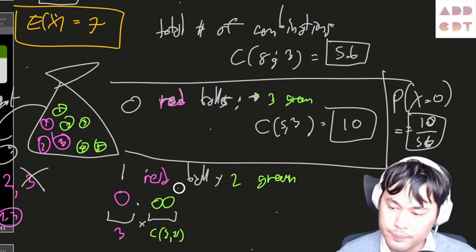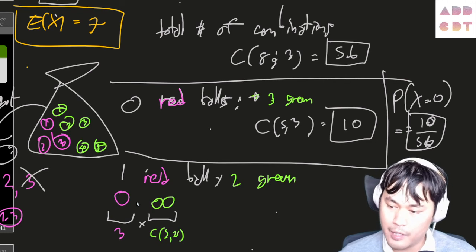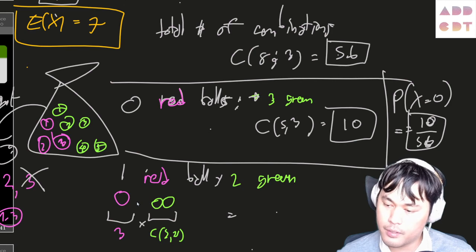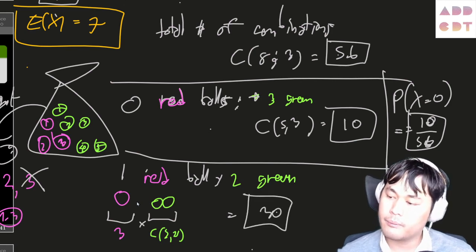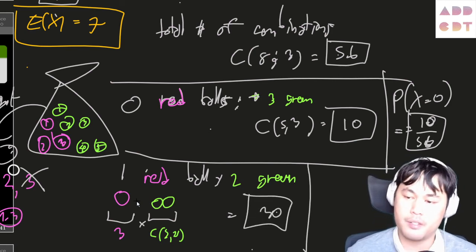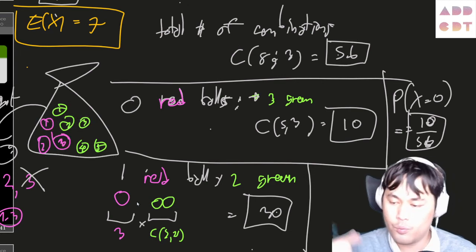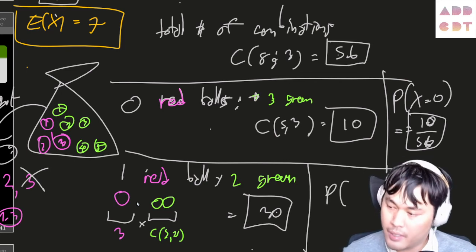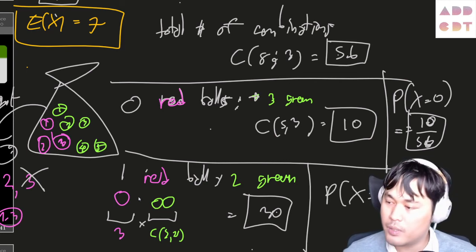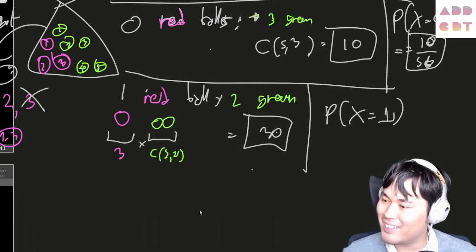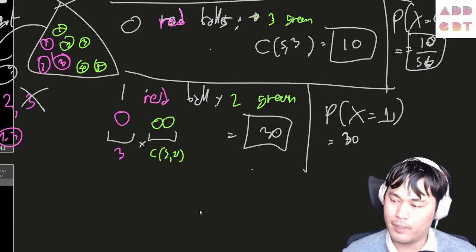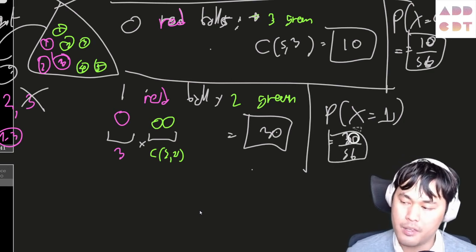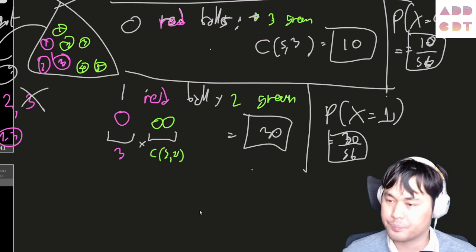events. They are independent. And so it's 3 times what? 5 choose 2 is 10. So the number of ways is 10 times 3, which is 30. There are 30 combinations that result in 1 red ball and 2 green balls. And so the probability of getting exactly 1 red ball is again 30 over 56. Out of 56 combinations, 30 of them have 1 red ball.